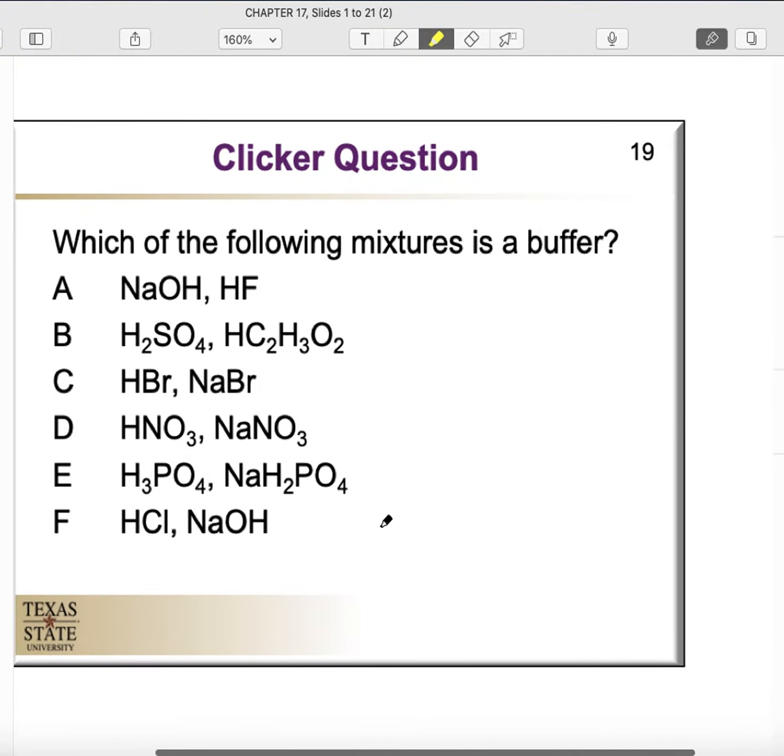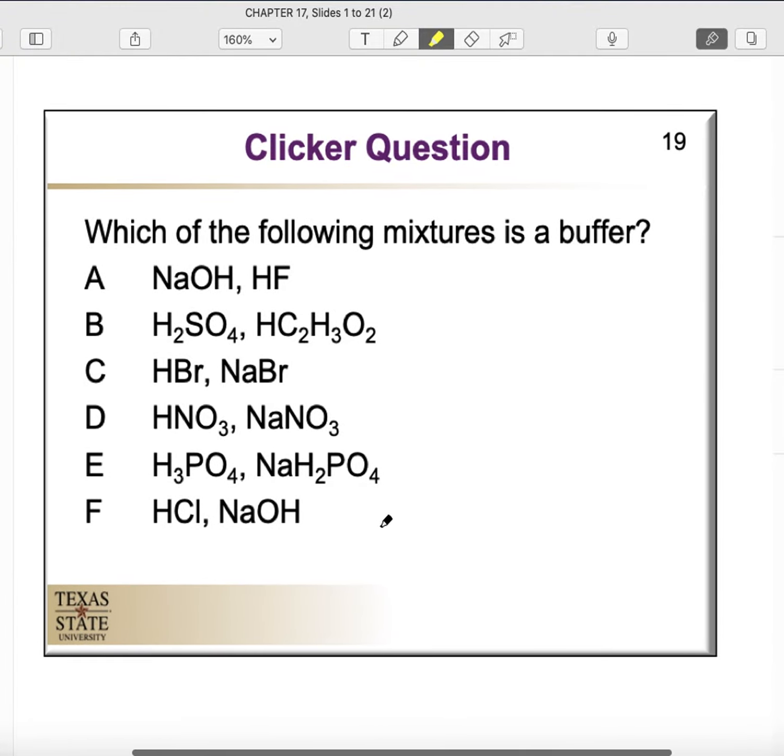All right, so question for you guys. Which of the following mixtures is a buffer? Go ahead and stop the video, give it a try, and come back to it when you are done.